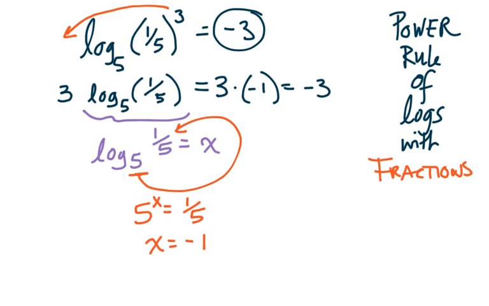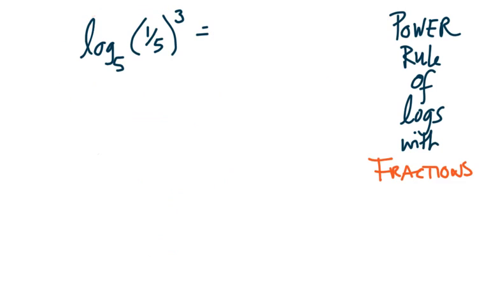There's another way you can do this. You'll notice that what we did first is we solved for x, and then that x value is what the log base 5 of 1/5 is, and then we just multiplied that basically. But watch, I'm going to do this slightly different.